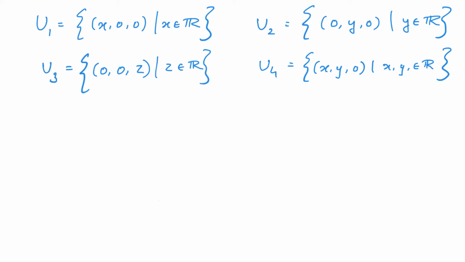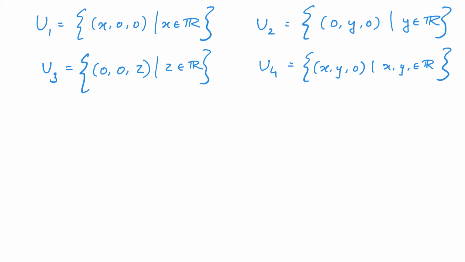Consider four subspaces of R3. U1, the set of all (x, 0, 0). U2, the set of all (0, y, 0). U3, the set of all (0, 0, z). And U4, the set of all (x, y, 0).